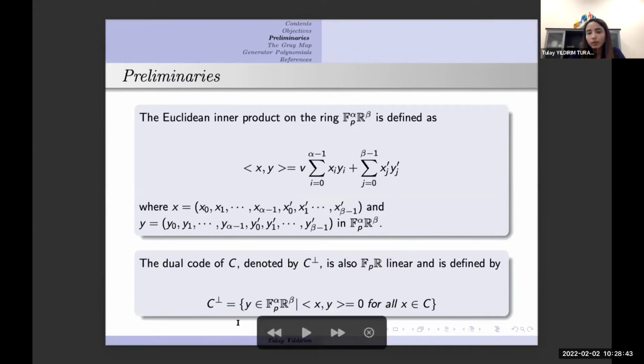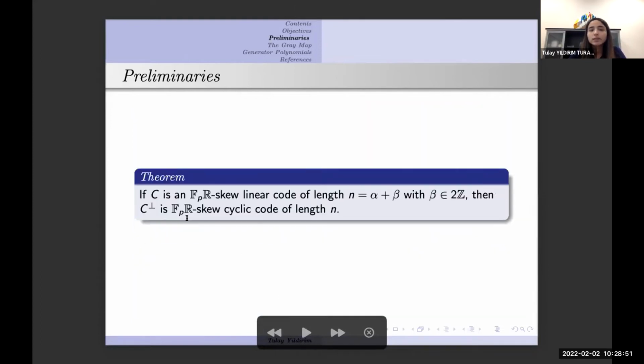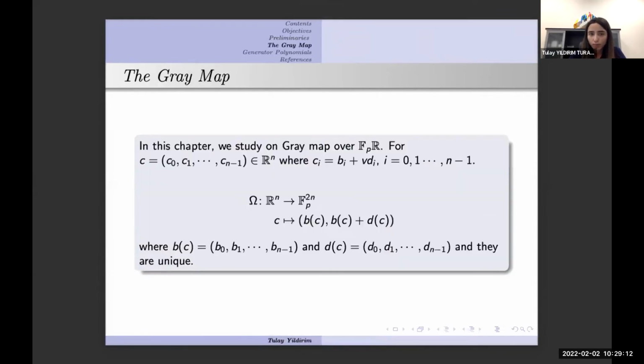Duality is the well-known definition, except we take our elements here from Fp alpha, R beta. If C is an FpR skew cyclic code of length alpha plus beta, with beta an even integer, then we show that the dual of C is also a skew cyclic code of length n. Then we start to define and introduce the Gray map over the ring FpR.